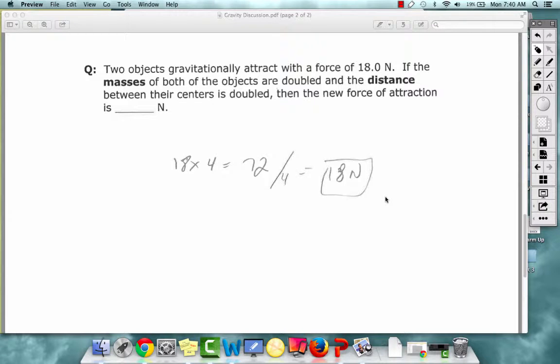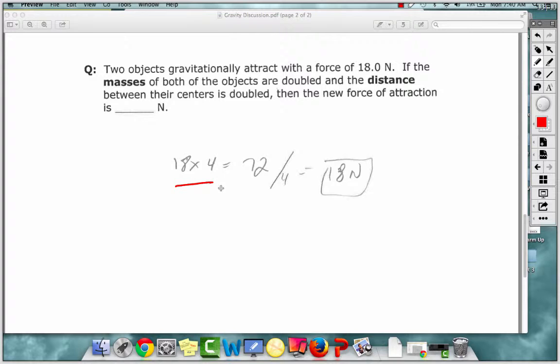And so if the mass increases, the force is going to proportionally increase. And so I'm actually going to take 18 and multiply it by 4, which I did right here. 18 times 4 equals 72. If that was all the problem asked, you'd be done. You'd say 72 newtons is the new force of attraction.